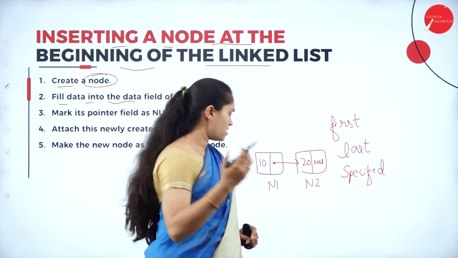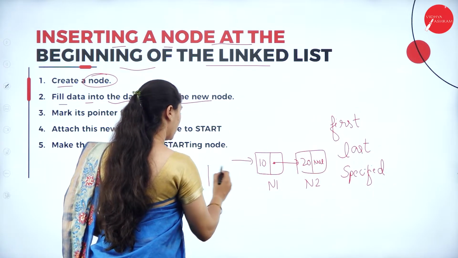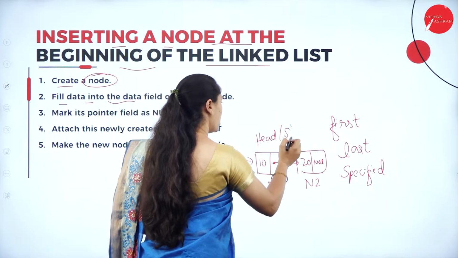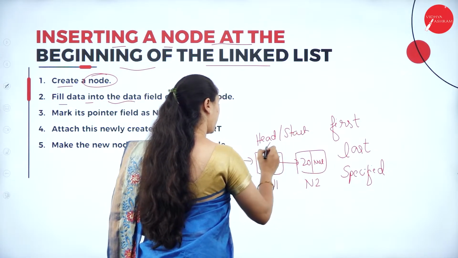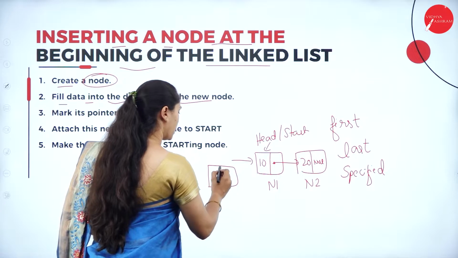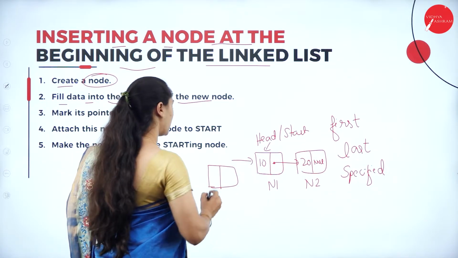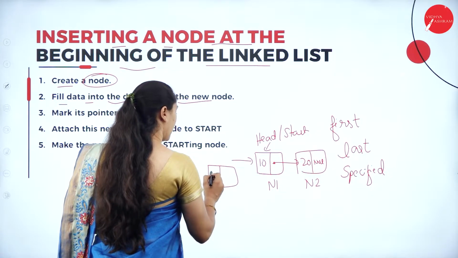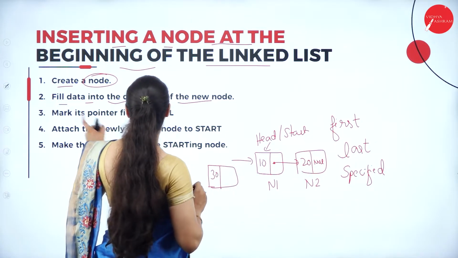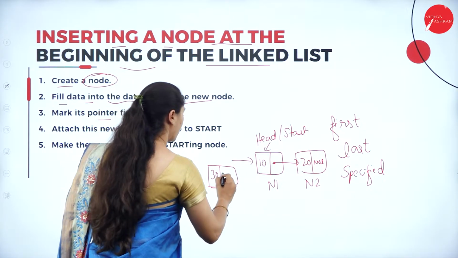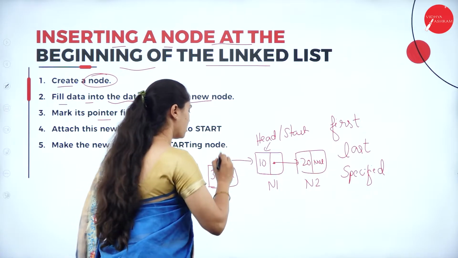So here, you just imagine I am creating a new node here, and you already know that head or start is going to point to the first node. Fine. Then here I am creating a new node. There, what is the second point? Fill the data into the data field. Let me consider it as 30. Okay, fine. Next, mark its pointer field as null. So, I need to make its pointer field as null here.